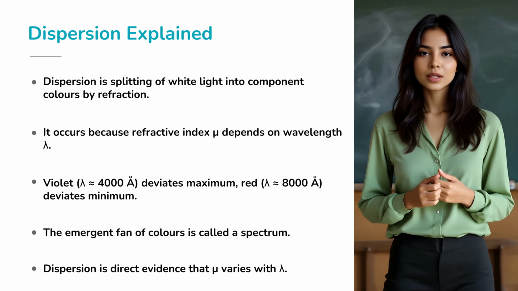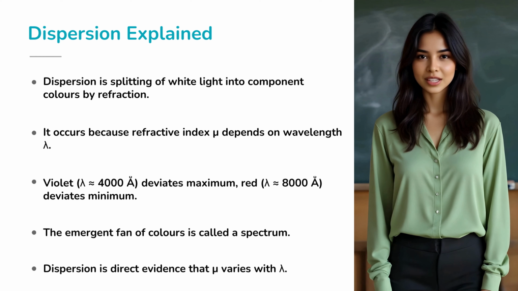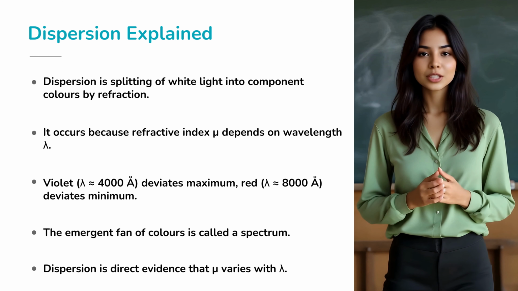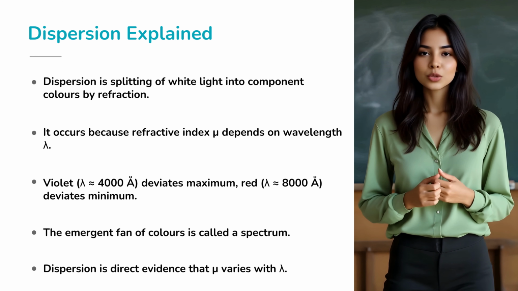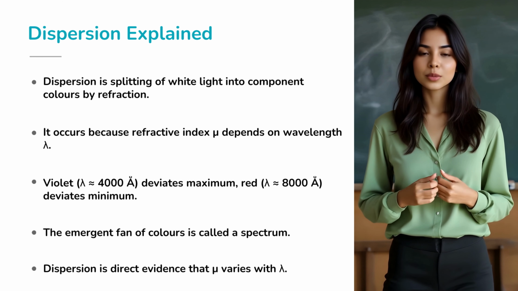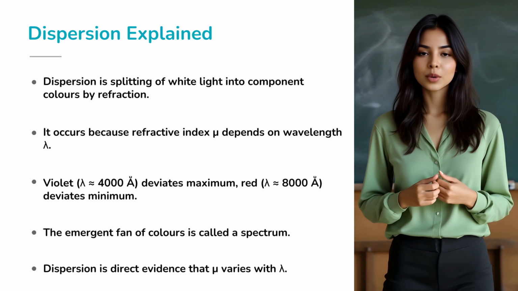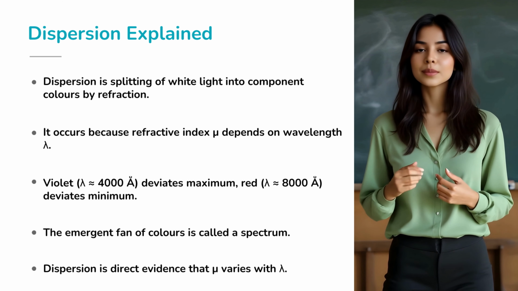In words, the refractive index mu for violet is greater than the refractive index mu for red, which means the deviation delta for violet is greater than the deviation delta for red. That's why the prism doesn't give us a single beam of light, but instead a rainbow-like spread called the spectrum.